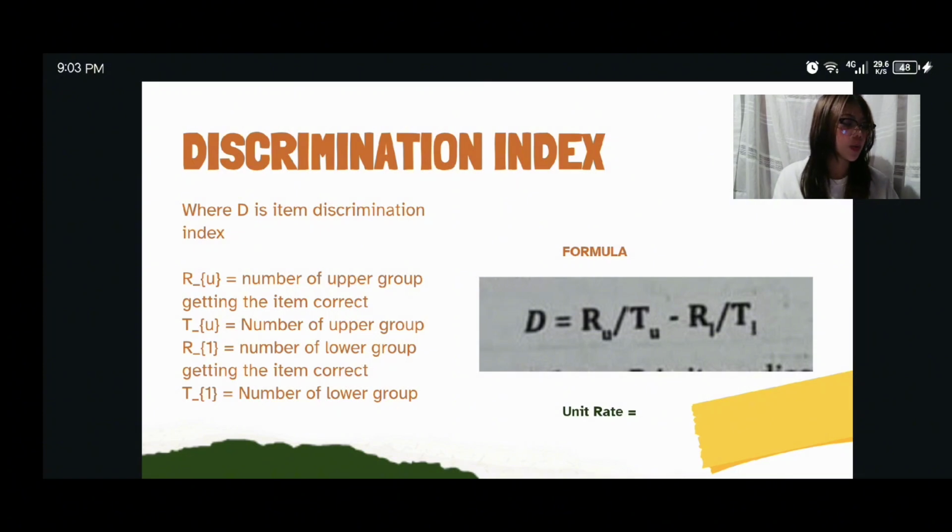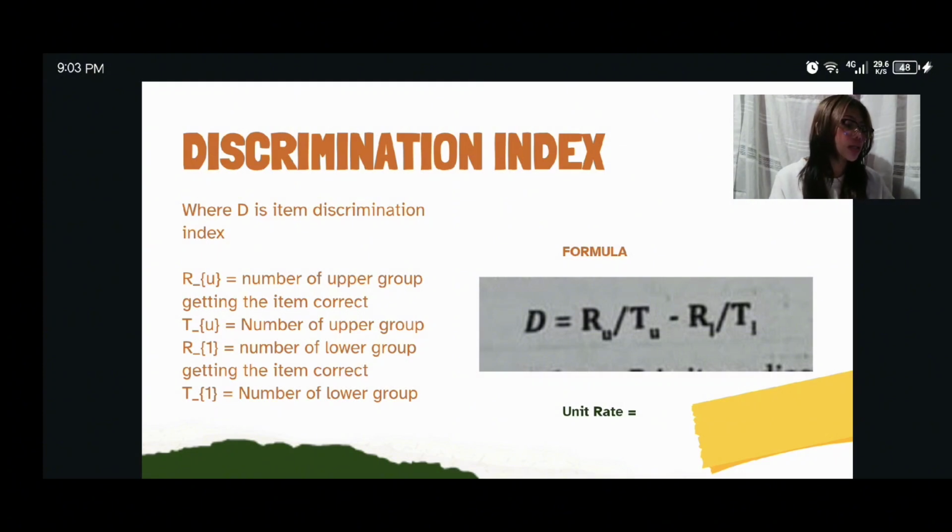Okay, so now let's break down the formula for calculating the discrimination index D from this concept. So we have the formula, D equals RU over TU minus RI over TI. So what does this formula mean?